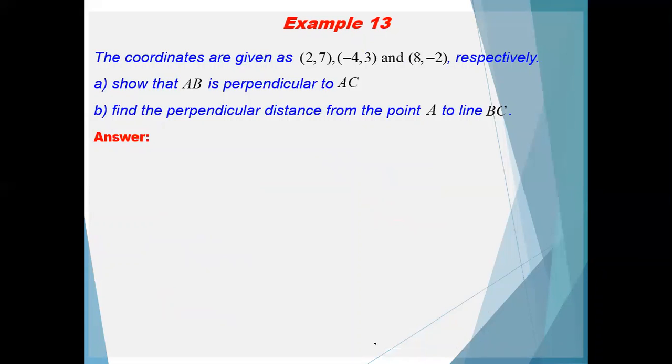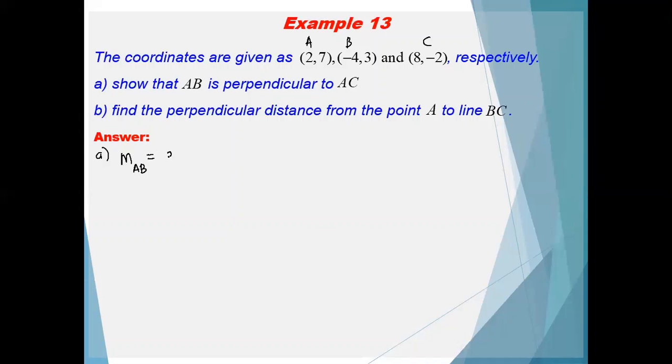The coordinates are given as A(2, 7), B(-4, 3), and C(8, -2) respectively. Show that AB is perpendicular to AC. Okay. So macam mana nak tunjuk? Okay. Kita kena cari dulu, AB is a line. What is the gradient of AB? Okay, this one is A, B, C lah. Of course lah dia akan ikut turutan.